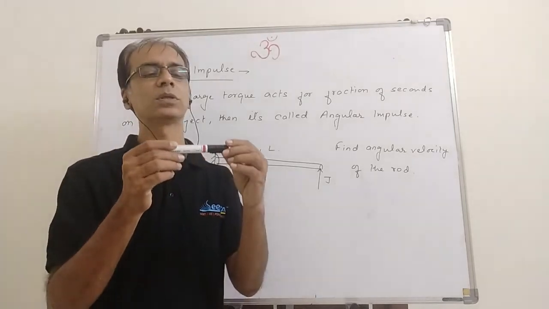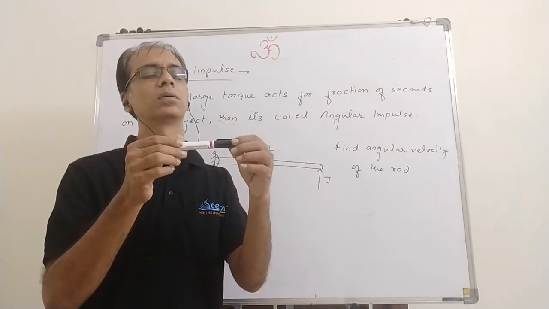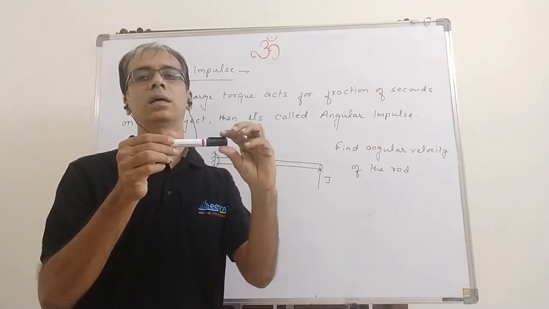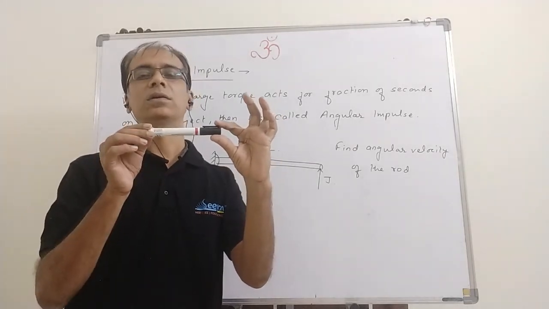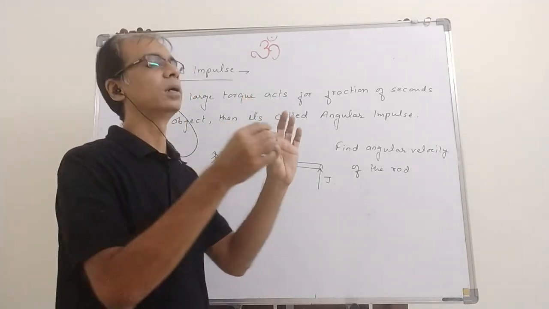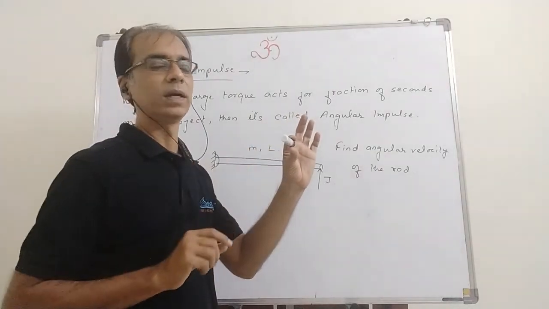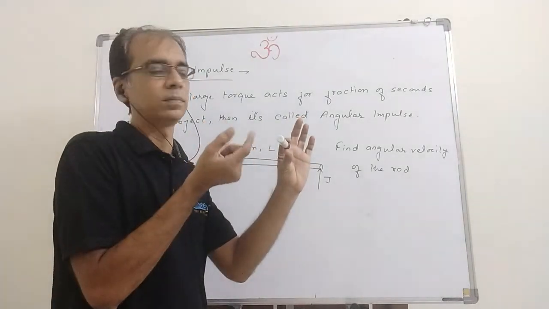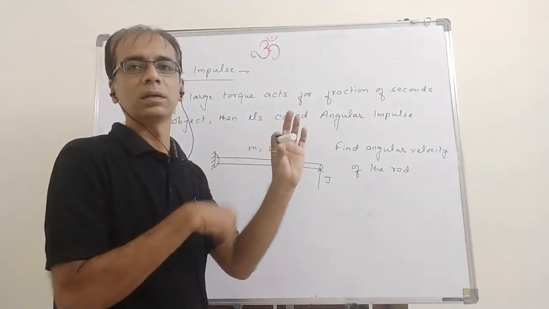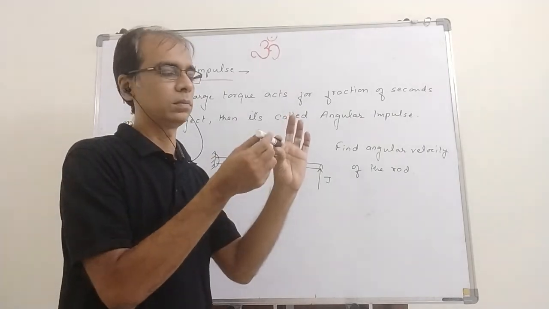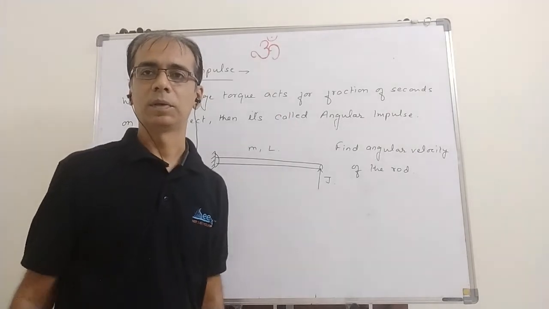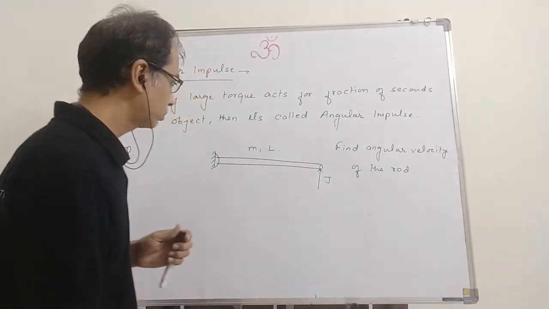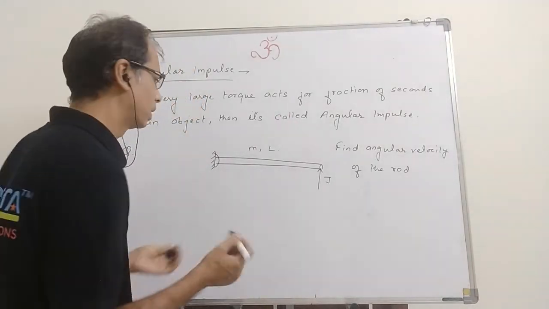Something like this. If suppose this is a rod and I am holding it like this, and this is at rest. From this place, if I apply an impulse like this, what will happen? It has moved. See? So what angular velocity do I have to find? That's what we are finding. It is a simple calculation.